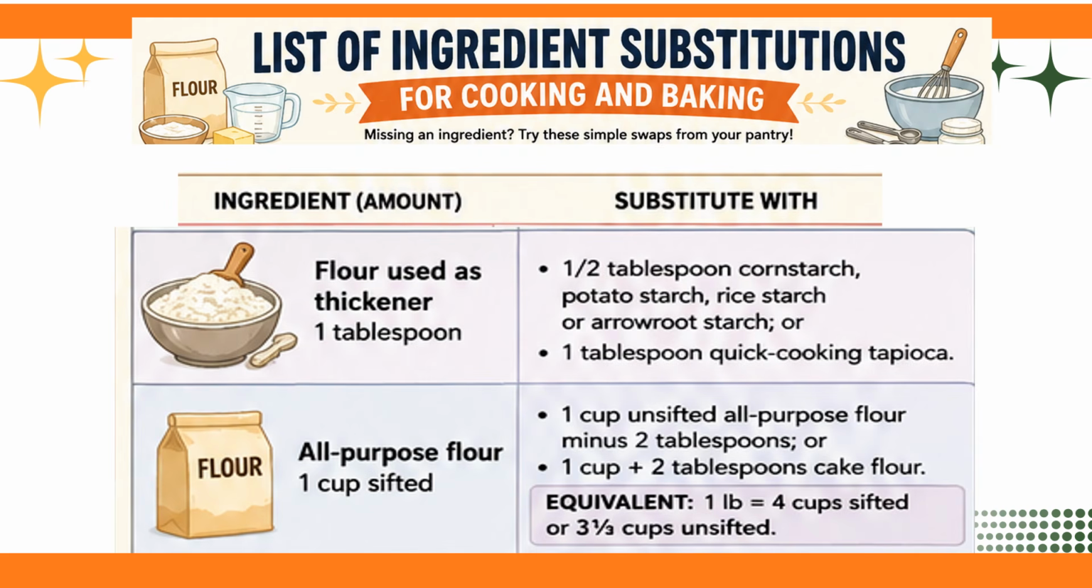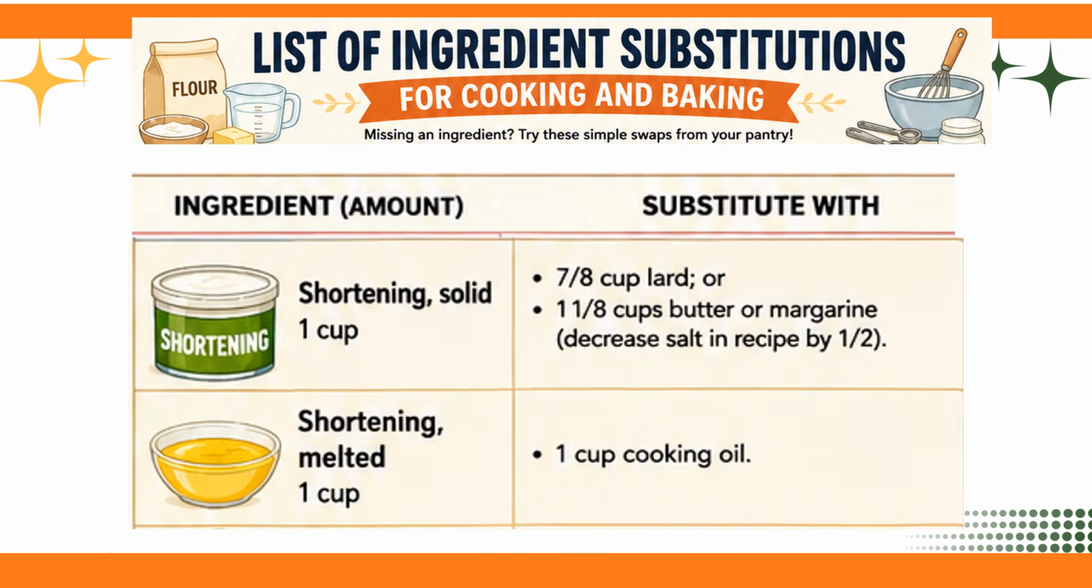All-purpose flour, 1 cup sifted. Substitute with 1 cup unsifted all-purpose flour minus 2 tablespoons, or 1 cup plus 2 tablespoons cake flour. Equivalent: 1 pound equals 4 cups sifted or 3 1/3 cups unsifted. Shortening, solid, 1 cup. For use in baking, substitute with 7/8 cup lard, or 1 1/8 cups butter or margarine, decrease salt in recipe by 1/2. Shortening, melted, 1 cup. Substitute with 1 cup cooking oil.